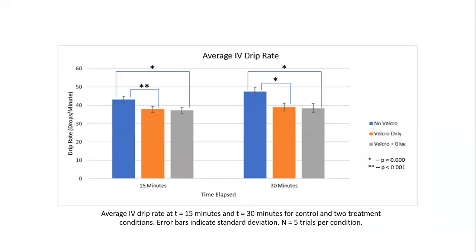We also compared the average drip rates between each group at 15 minutes and at 30 minutes. Here we found that there was a significant difference in the drip rate between the control group and both of the treatment groups, but that there wasn't a difference between the treatment groups themselves and their effectiveness in mitigating drip rate changes. Significance was determined here using one-way ANOVA.